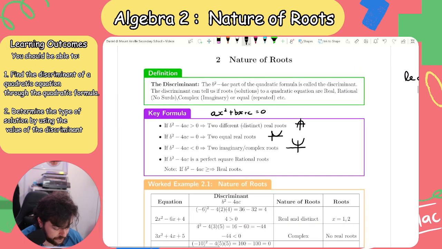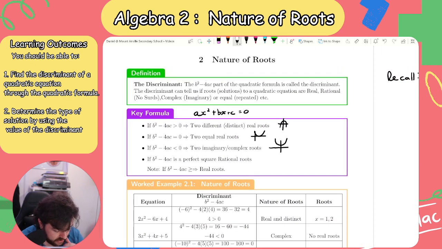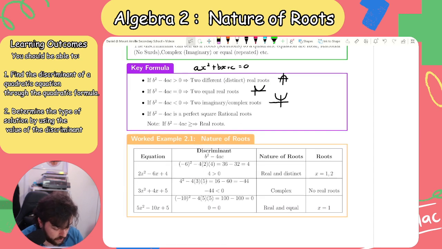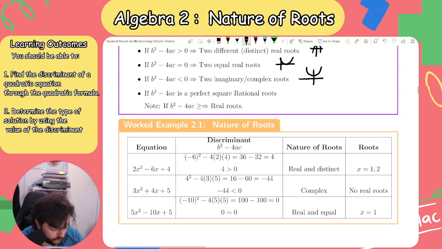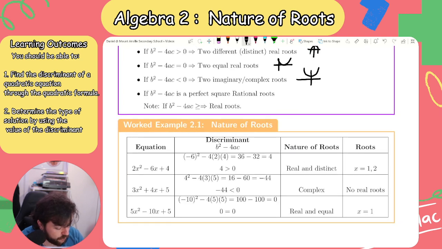So let's look at some questions. So here are some equations, the discriminant and the nature of said roots. So if the equation is 2x squared minus 6x plus 4, well, the discriminant is b squared minus 4ac. So if I sub it in, b is minus 6, a is 2, and c is 4. I sub it all in, I get 36 minus 32 equals 4. 4 is greater than 0, therefore they have real and distinct, or real and different, roots. And they do in this case, because the roots of this equation are 1 and 2.